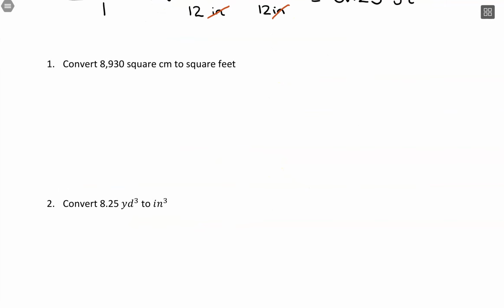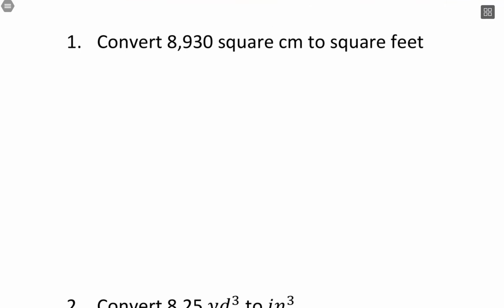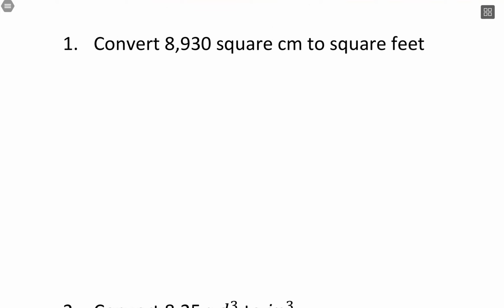So we have two examples here. I'll do this one written out in the long form and this one in the short form. So we have 8,930 square meters, and I want to change to square feet.